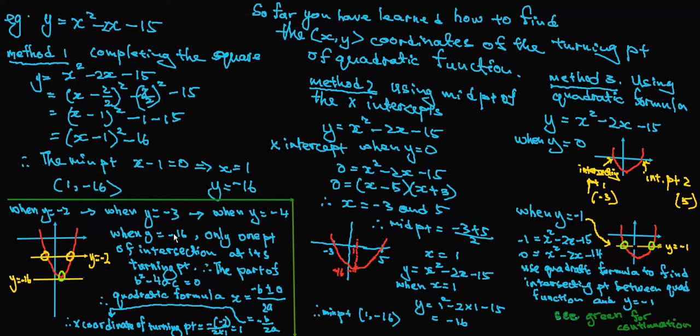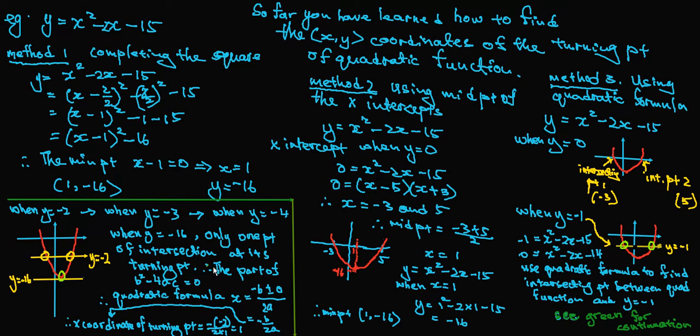Continue. A time will come when you draw the line y equal to minus 16. By the time y equal to minus 16, this line only touches the quadratic function at one point. Okay? Now, when this happens, what happens to the quadratic formula? There is only one point of intersection at its turning point.